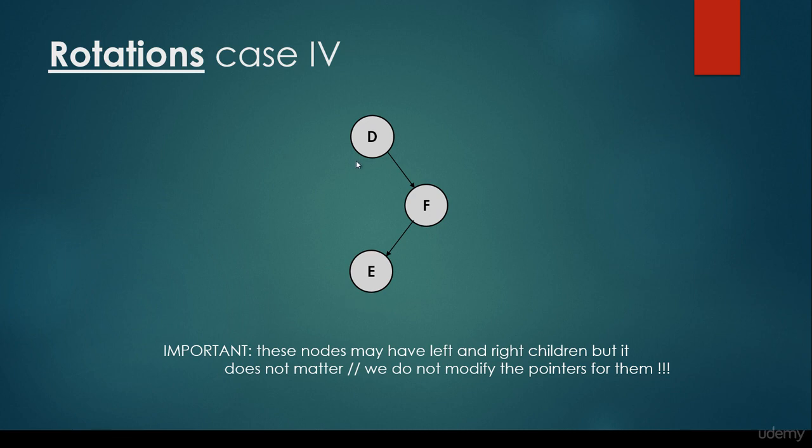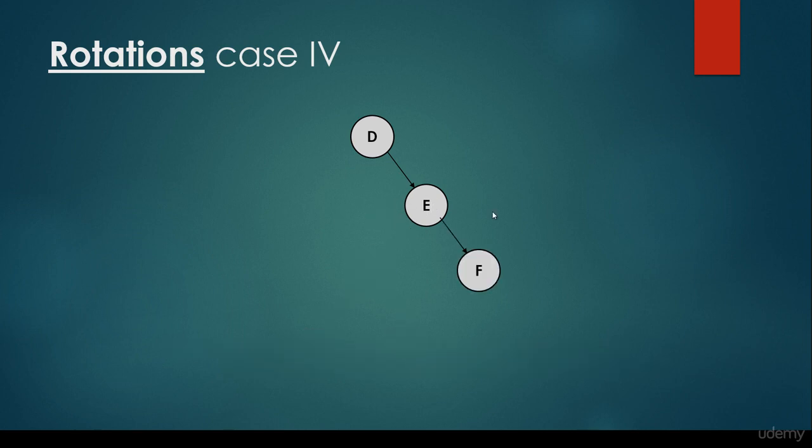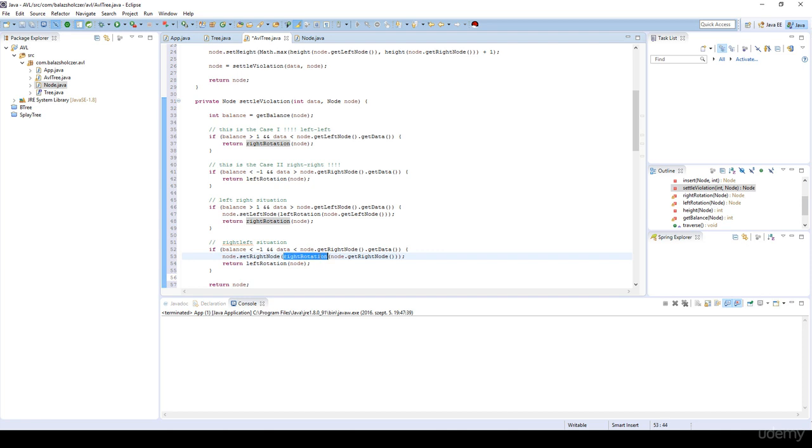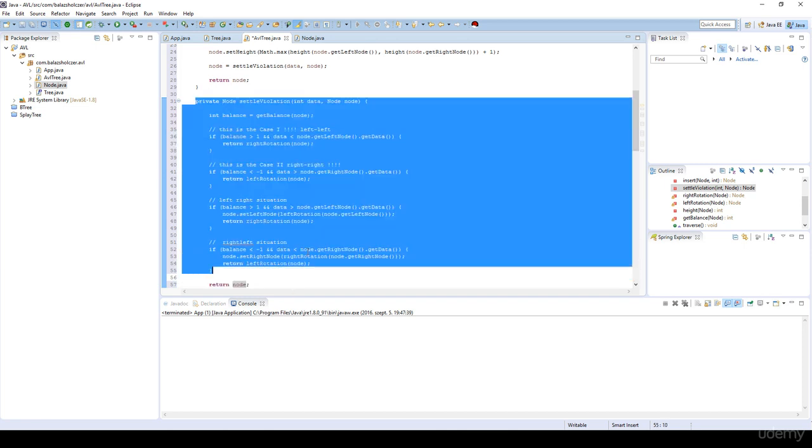Okay, so this is the case we have been considering. This is a left child, but the parent is the right child of the root node. So we just have to right rotate this F, so the parent. And then we have to make a final left rotation on the grandparent. So that's why we rotate right and then rotate left the grandparent. And basically that's all about this settle violation method.